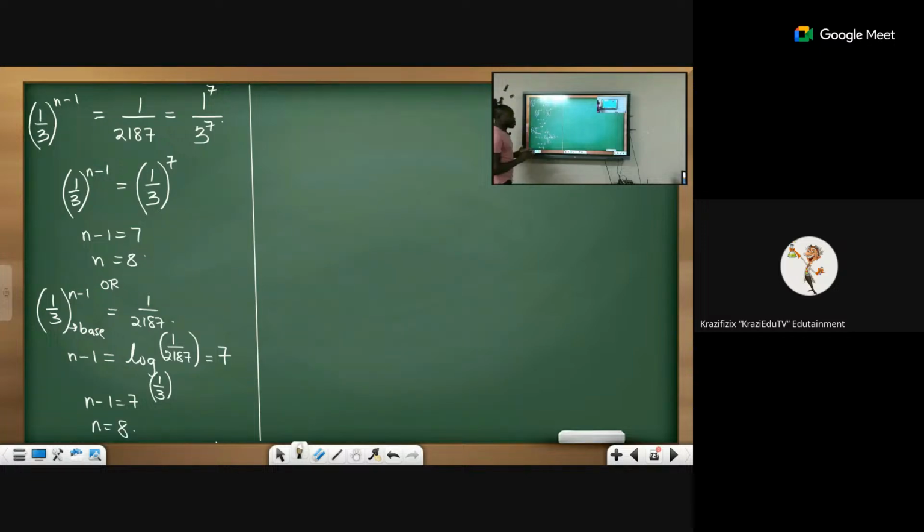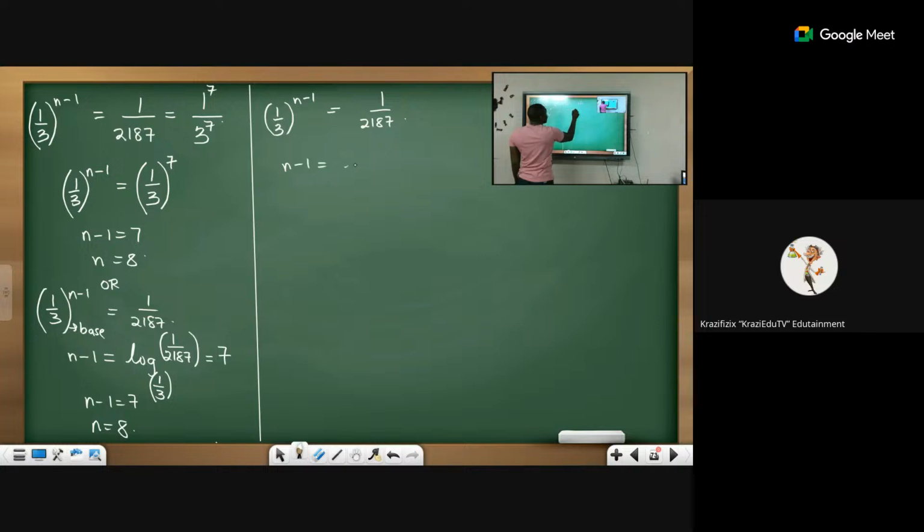Please make sure you learn both methods. Very, very important. And I told you some of you, your teachers will introduce you to something like this. All right, check this again. It is 1 over 2187. I want you to know both of them so that you're not confused.